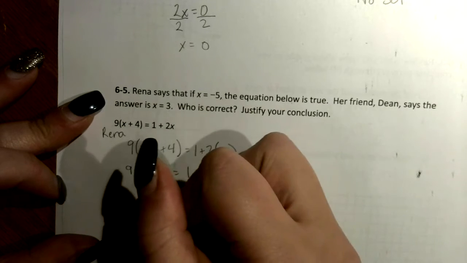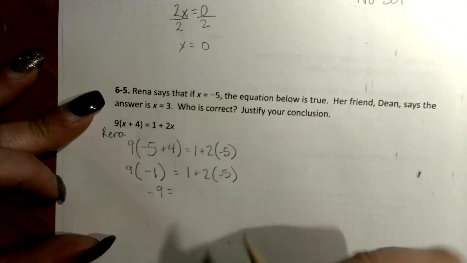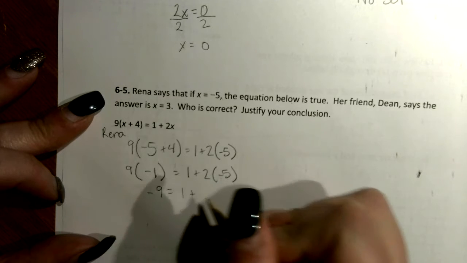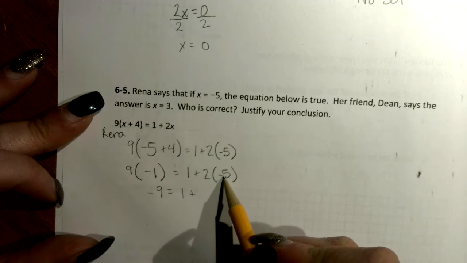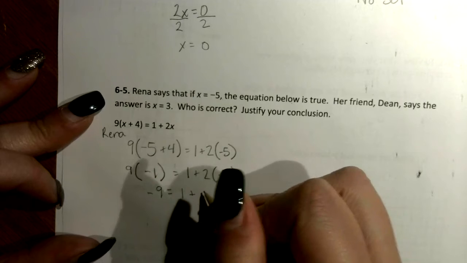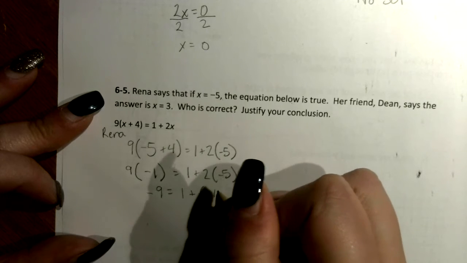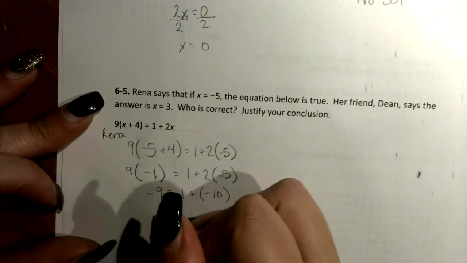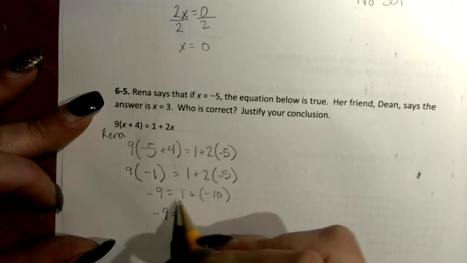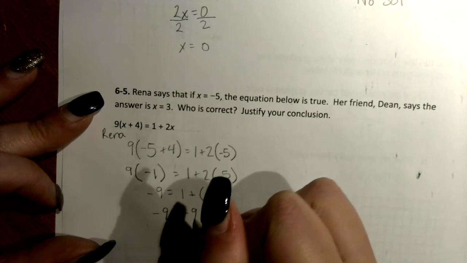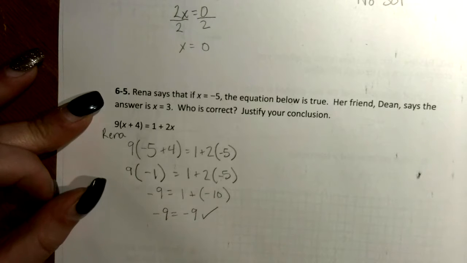9 times negative 1 is negative 9. And 1 I'm going to leave because I'm not doing my addition right now. Negative 5 times 2, right, is negative 10. Then my last step here, 1 plus negative 10 is negative 9. Ooh, that checks out. Nice.